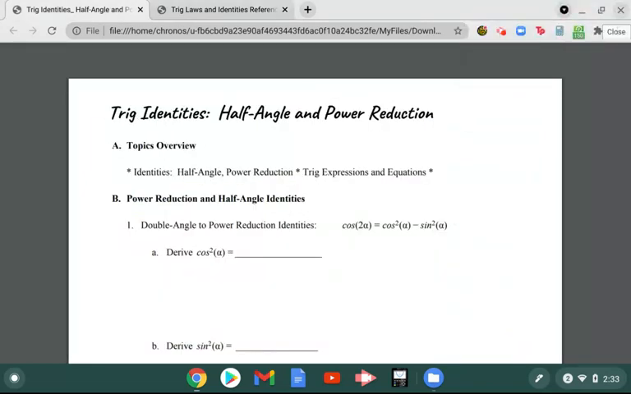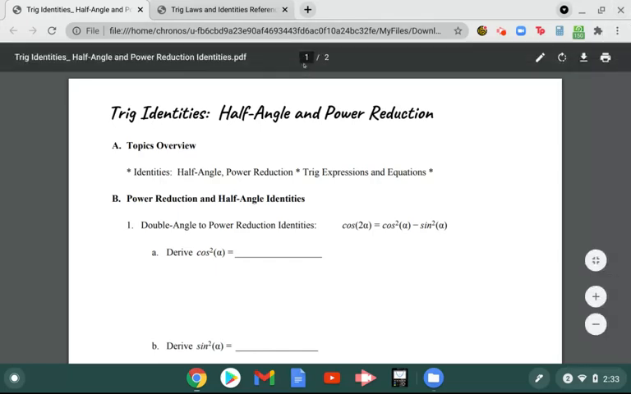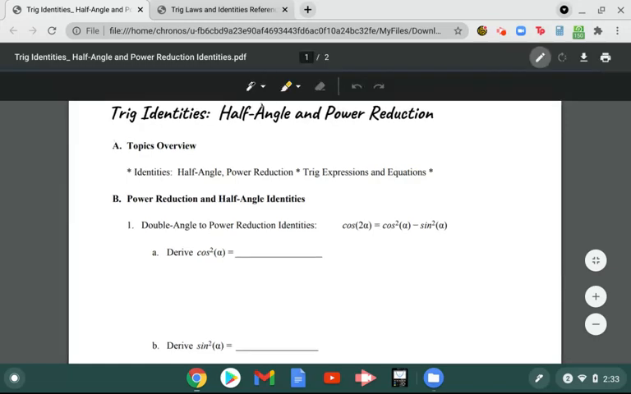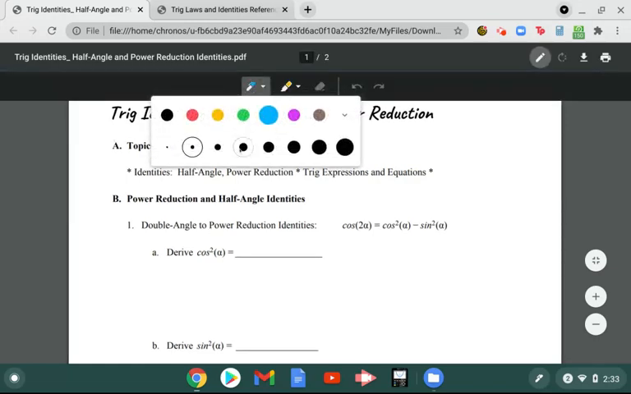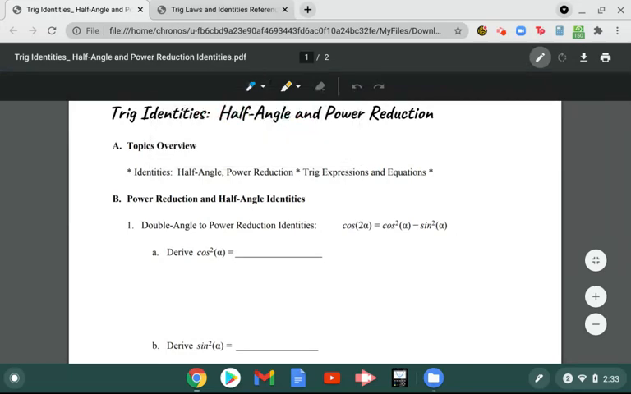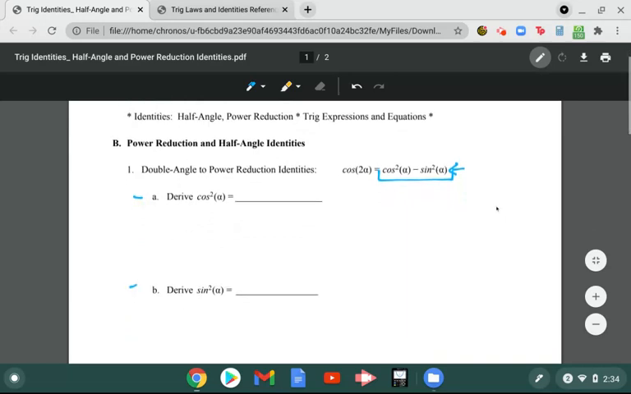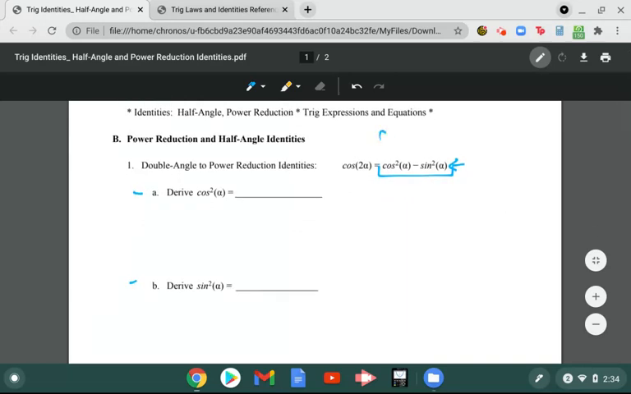To get to both the power reduction and half angle identities, we're going to start with the cosine of a double angle. And I've got the cosine of a double angle written here. Let's go ahead and grab a pen. There we go. When we're solving for part A, the cosine squared, I want to rewrite this all in terms of cosine squared. When we get to part B for sine squared, I'm going to write the cosine of a double angle all in terms of sine squared. And we're going to do that with the Pythagorean identity: cosine squared alpha plus sine squared alpha is equal to 1.